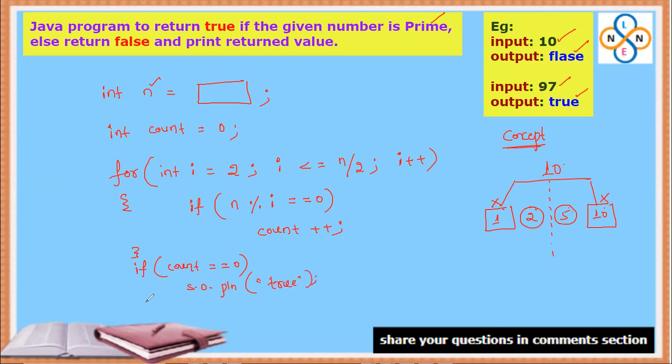If the count is not 0, then in the else part we can say that it is not a prime number. So System.out.println, print false. So this is the simplest program for checking whether the input number is a prime number or not. I hope you understood. We'll execute the same thing in Eclipse as well.